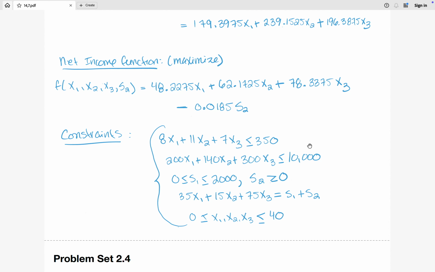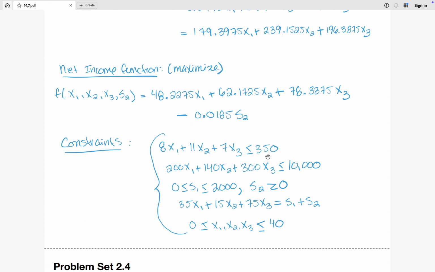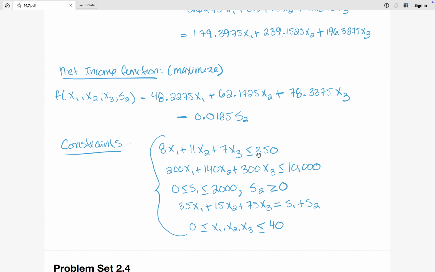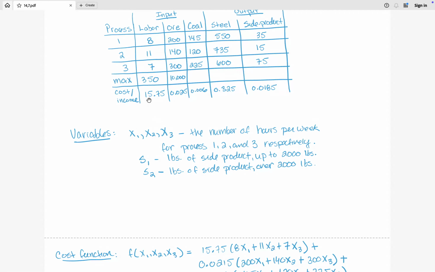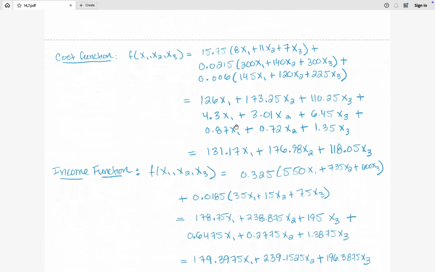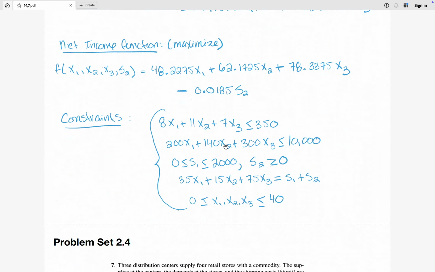And then here are the other constraints. We had a limited amount of labor that we could use. So this was again from our table here. We had 8 hours of labor for every hour of process 1, 11 for every hour of process 2, 7 for every hour of process 3, and it had to be at most 350 hours. And then I did the same thing with the ore here, this constraint, but we did not have a limit on the amount of coal that could be used. So we didn't have to write a constraint for that.